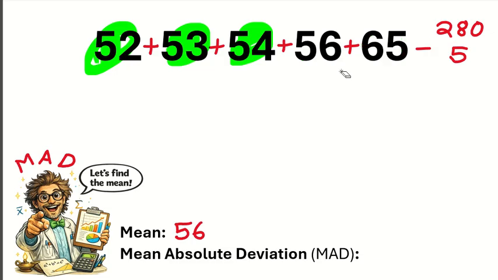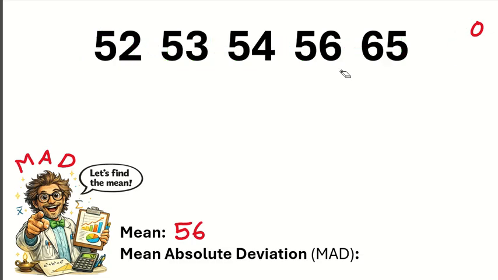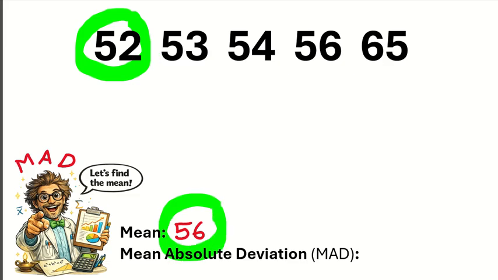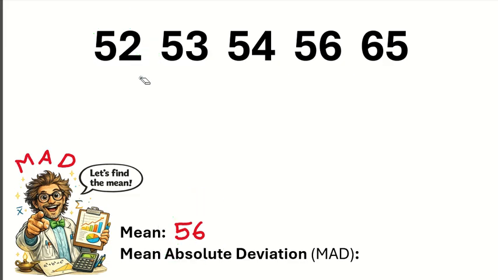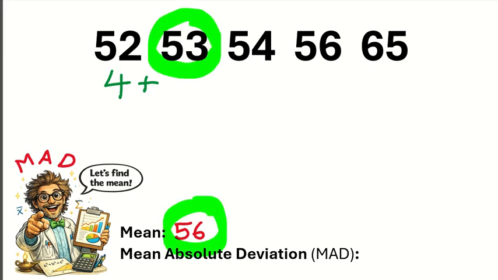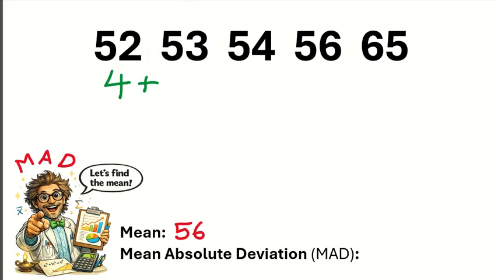And now that we know that, we can go ahead and clean this up right here. And we can figure out the mean absolute deviation by first of all asking ourselves, how far is 52 from 56? That's right. 52 is 4 units away from 56, so we put a 4 there, and we put a plus sign right here. And how far is 53 from 56? That's right. 53 is 3 units from 56, so we'll add our 3.